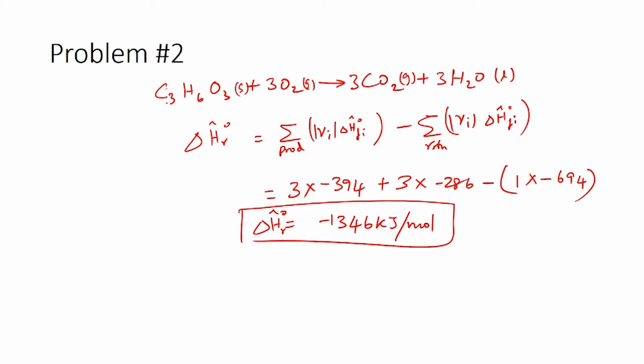In case we have water vapor as the product component, then what would be the heat of combustion? Let us try to calculate that as well. Now, if we were to consider a reaction where water vapor is the product, so you would have C3H6O3 plus 3O2 forming 3CO2 plus 3H2O. Here it would be a vapor.